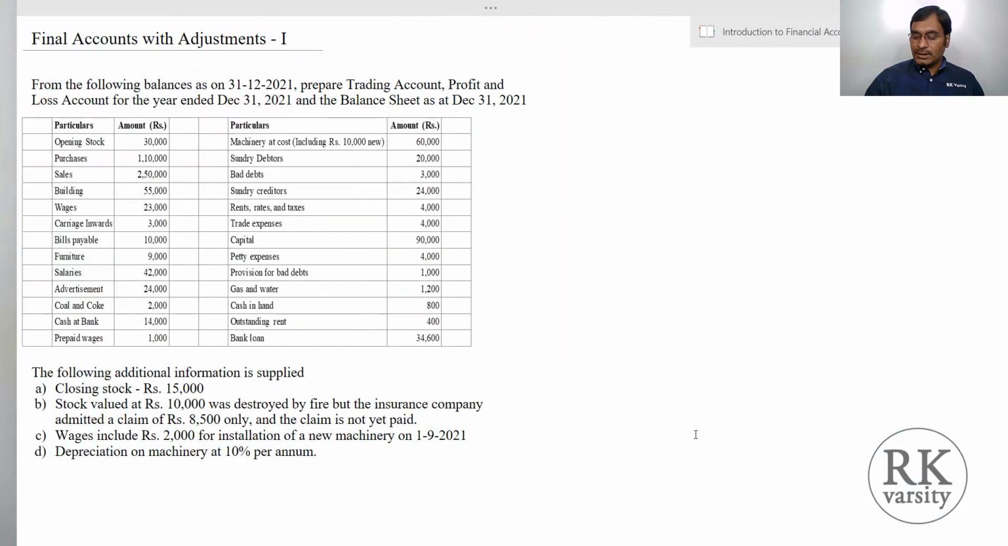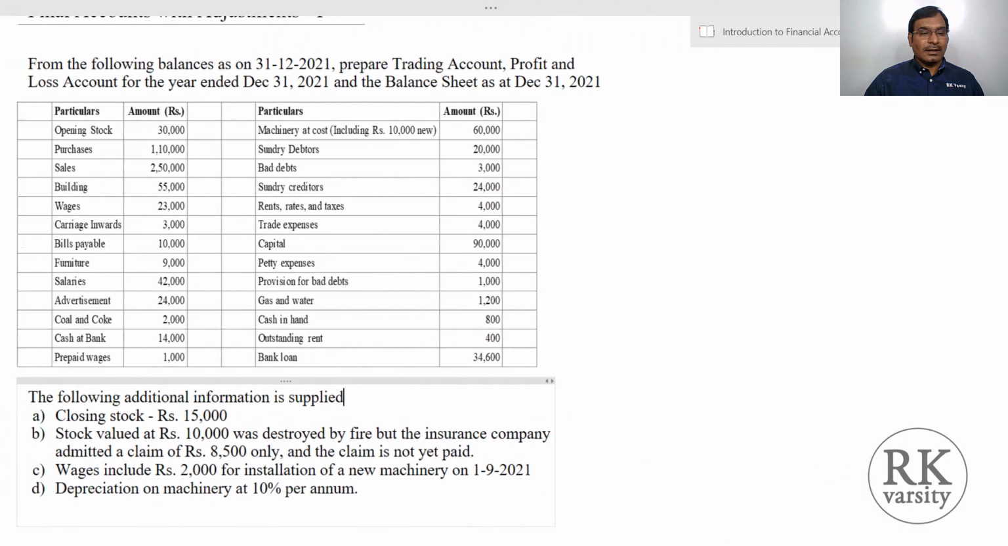Sometimes there are transactions which will have an effect on the trading account, profit and loss account and the balance sheet. So this lecture is on preparing final accounts with adjustments. I created another video lecture to give a better understanding of financial accounts with different adjustments. So these two lectures will help you get familiar with the preparation of financial statements or final accounts with different adjustments.